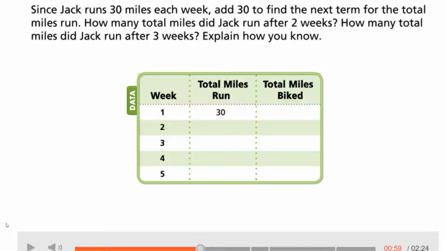Okay, so if we know that the rule for running is to add 30 miles each week, that means if he's starting at 30 miles for week 1, for week 2, we're going to add another 30 miles. So 2 groups of 30, which is 60. For week 3, you're going to add another group of 30. So that's 3 groups of 30. It's going to be 90, and then 120, and then 150 for his runs for the first 5 weeks. We know this because we're following that same rule of add 30 each time.